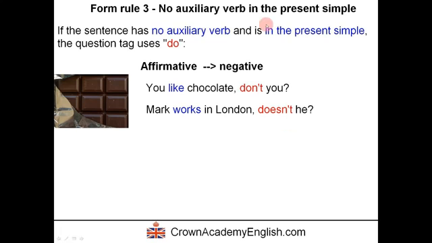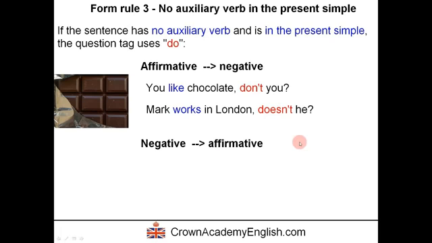Okay, so this is probably the most complicated, the most difficult to understand or to remember. So if you have a verb with no auxiliary verb and it's in the present simple, then we replace this with the verb do in the correct form. And the third person singular of the verb do is does. And we put it in a negative, doesn't, followed by the subject. Okay? So I advise you to really read, learn, and understand this.